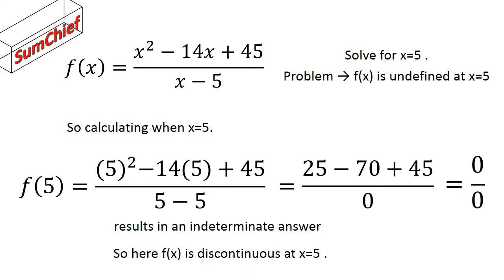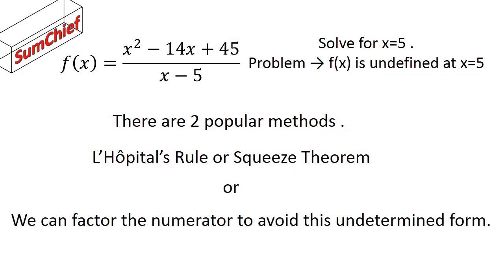Now that gives us a little bit of a problem. So we need to look a little bit further into this question, see if we can find a solution. There's two popular methods. First one is L'Hopital's rule. Derivatives and limits, quite popular, can be done quite easily enough. Also there's the squeeze theorem. That's finding the value right on x equals 5, just a little bit before, a little bit after, trying to find the value there. Or even easier than that, we could factor the numerator and avoid the indeterminate form. So let's have a look into that a little bit further.